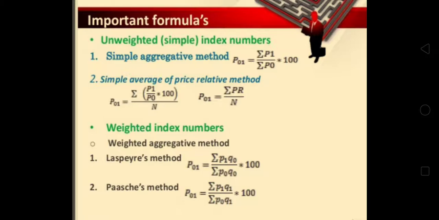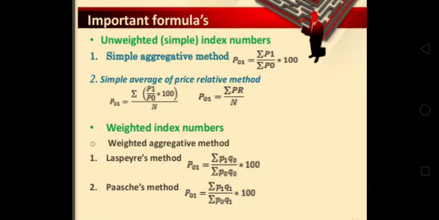Again I will share with you the important formulas. After conclusion of the whole chapter, these are the important formulas which all of you have to know, because these are very important formulas. That is why, after the completion of the whole chapter, I am sharing the formulas again. For simple aggregative method, the formula is P01 is equal to sum of P1 divided by sum of P0 into 100. For simple average of price relative method, the formula is P01 is equal to sum of P1 divided by P0 into 100, divided by N, or P01 is equal to sum of R divided by N.